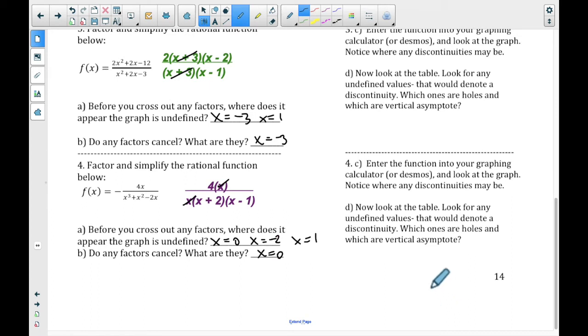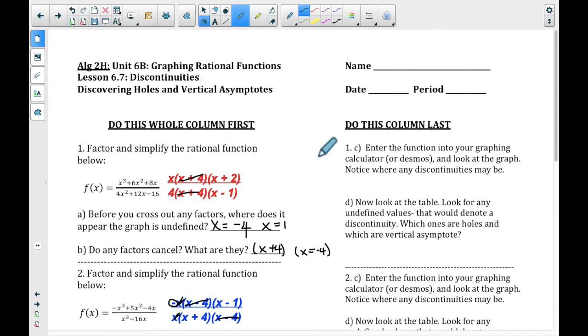Okay, that's how we decide what are the discontinuities. The discontinuities are anything that makes the denominator equal to 0. We found those, but yet some of them cancel. So what happens when we cancel? And we talked about this a little bit before break, so we kind of know the answer to that. But let's just go ahead and finish this out. Back to the top of the page, it says do this column first. We did it. Do this column last. That's what we're doing now.